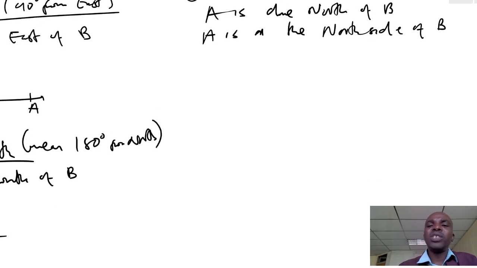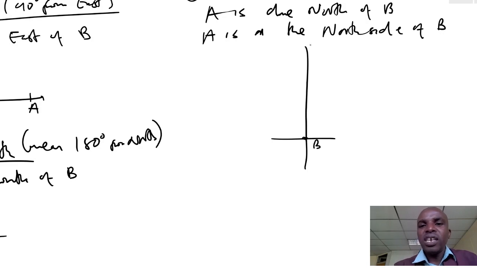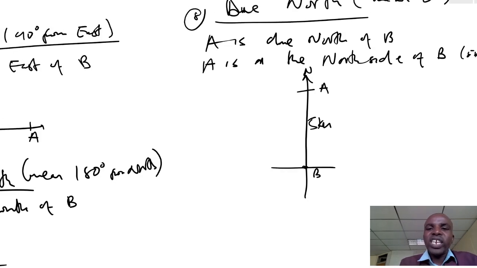It's still the same. If A is on the north side of B, then my from point is B here, and A is on the north. This one is my north of B, which means A is somewhere here. If maybe the distance was 5 kilometers, then this distance is 5 kilometers on the north side of B. That's where you can find my A. So these are special cases or scenarios in bearings, right?